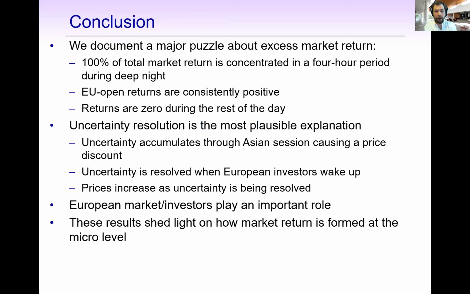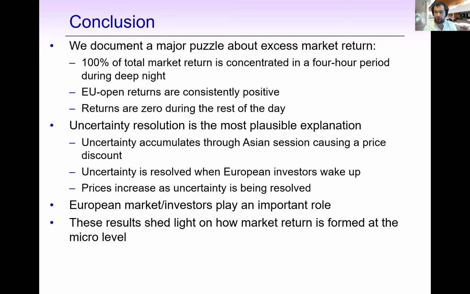So let me conclude. What we show in this paper is that 100% of average market return is concentrated during just a 4-hour period, deep in the night for US investors. These EU open returns are consistently positive and returns are close to zero during the rest of the day, which is an equally large puzzle. We consider a number of explanations, and the most likely explanation is uncertainty resolution. Uncertainty increases during the Asian session as news is not entirely processed. And this uncertainty is resolved around the European Open and prices increase.